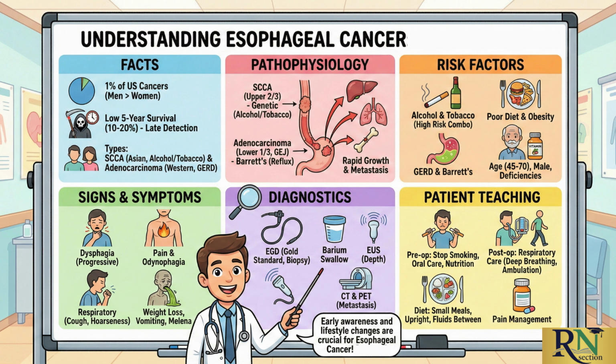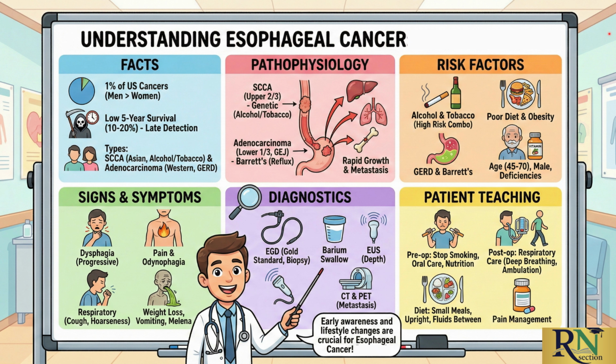Survival: the 5-year survival rates are low, ranging from 10 to 20%, largely because patients are usually asymptomatic until the tumor occludes 50% of the esophageal lumen and metastasis has occurred. Types: we have two types. One is the squamous cell carcinoma, and the other one is the adenocarcinoma.